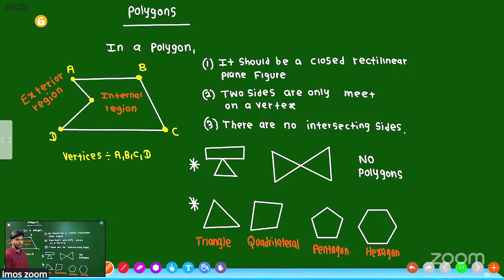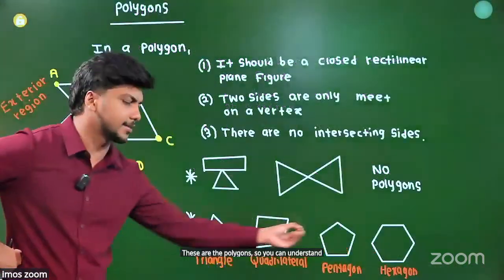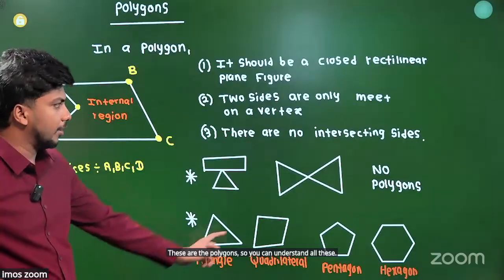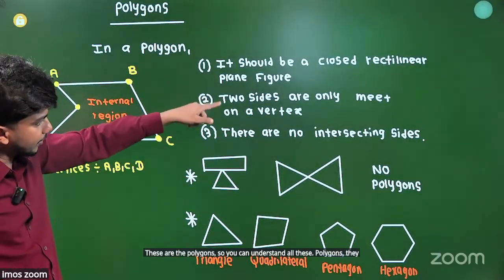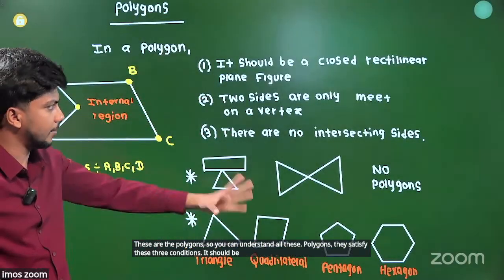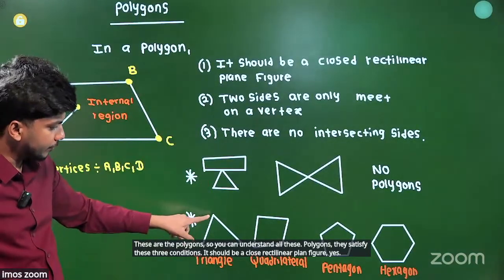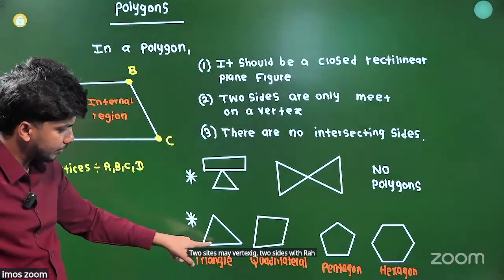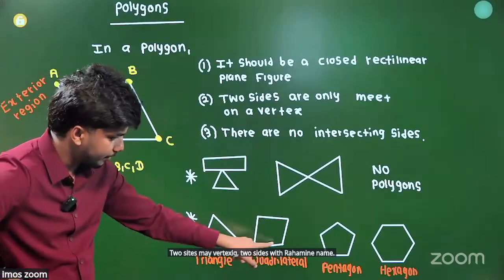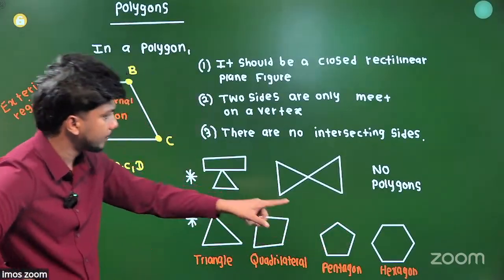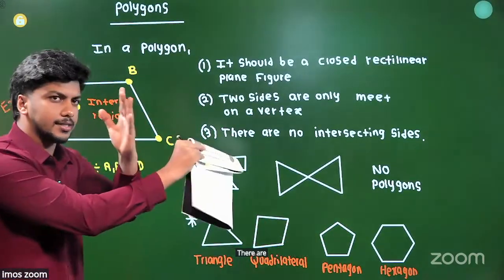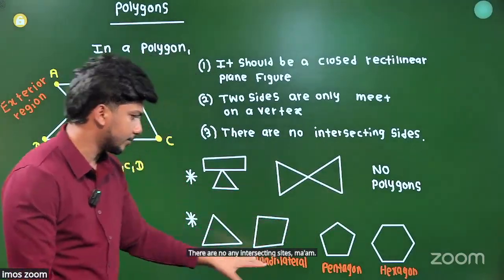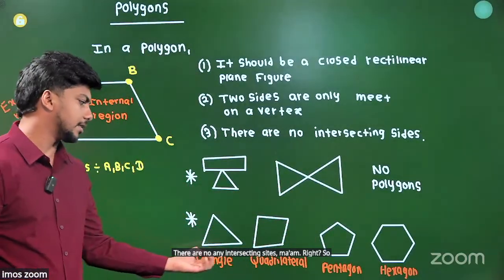These are the polygons. You can understand all these polygons satisfy these three conditions. It should be a closed rectilinear plane figure. Yes. At each vertex only two sides meet. There are no intersecting sides, no such cases like this. So these are polygons.